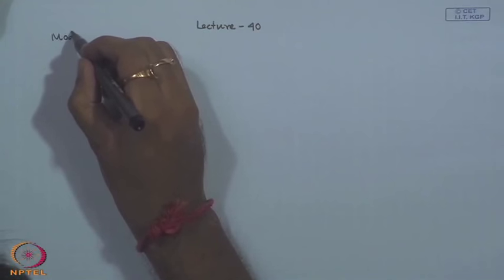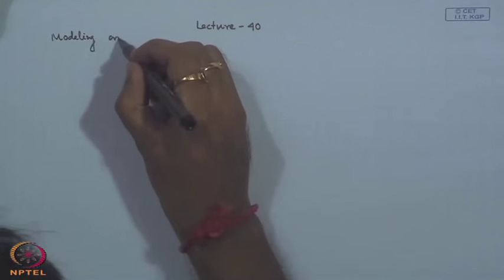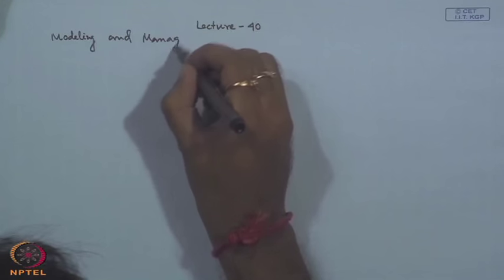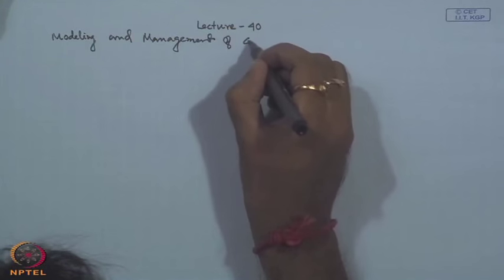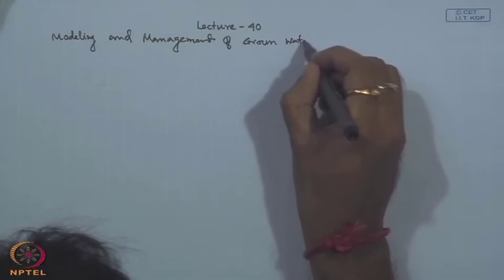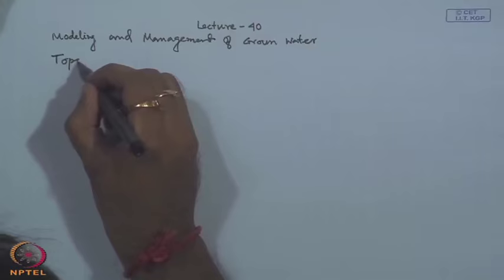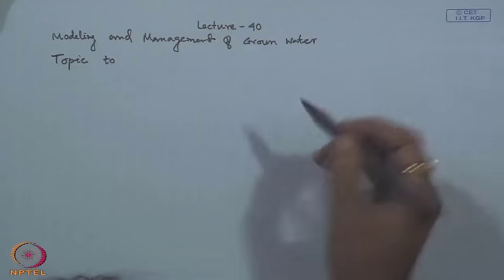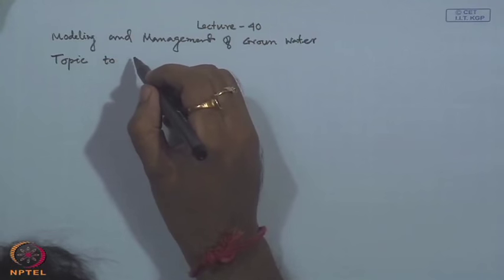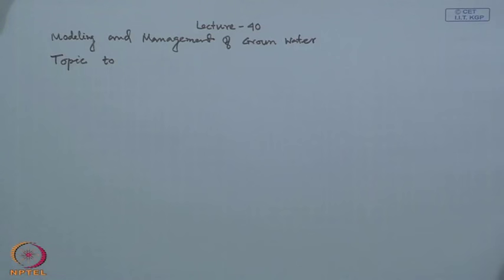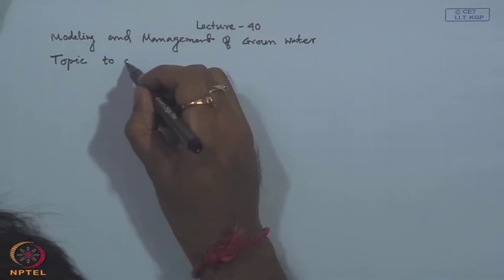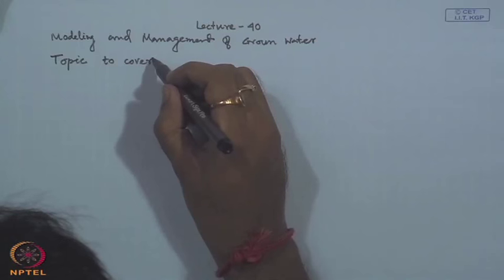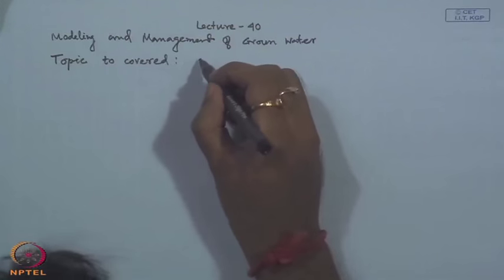Today we will talk about modeling and management of groundwater. Under this, the topic that we will cover in this particular lecture is groundwater surface water interaction. In lecture 39, we talked about conjunctive subsurface modeling with surface water for the overland flow case, and we have already talked about vadose zone flow. So, in this particular lecture, we will talk about groundwater surface water interaction.